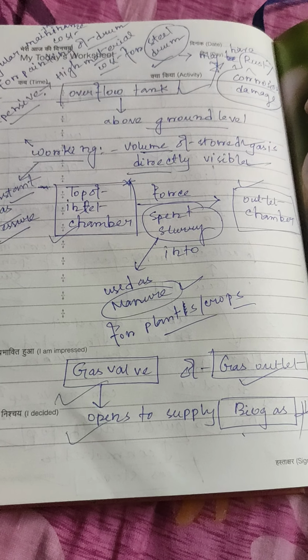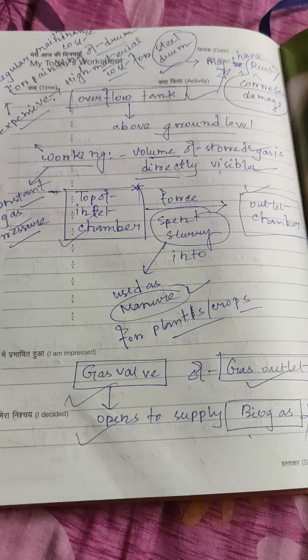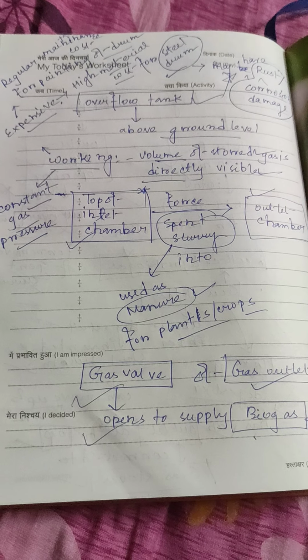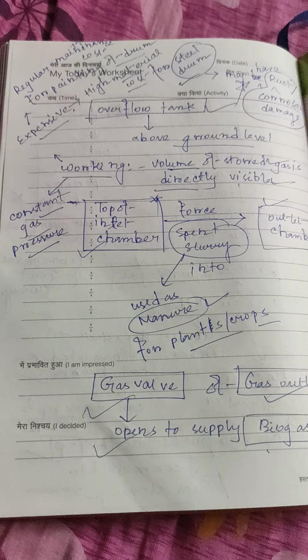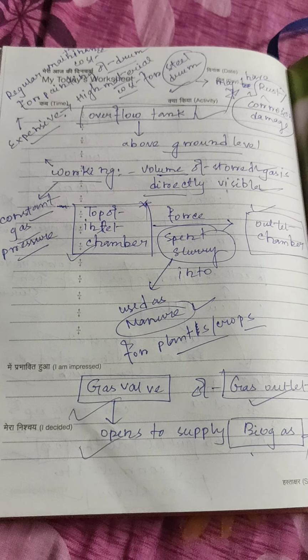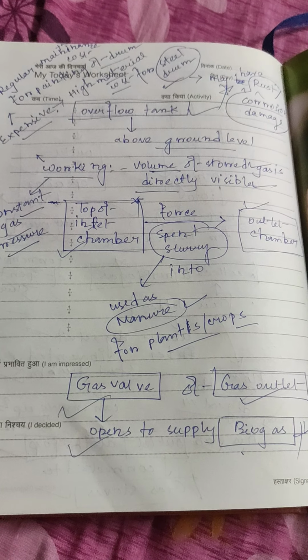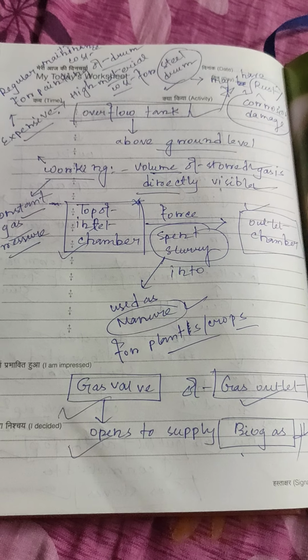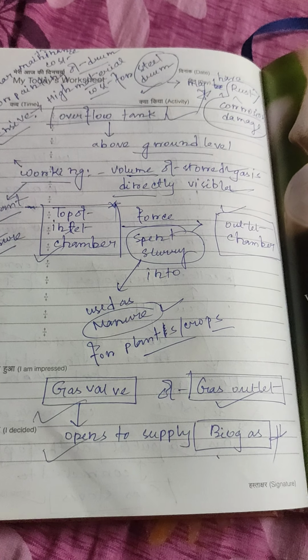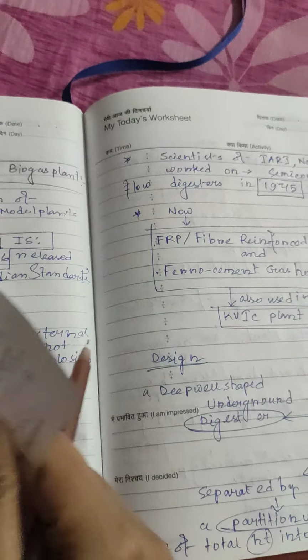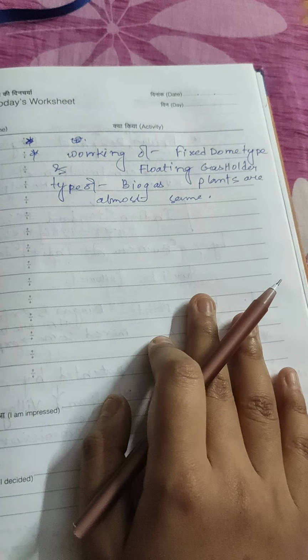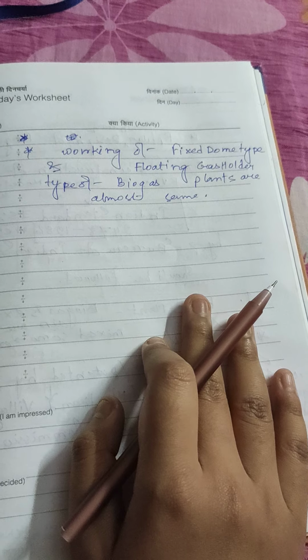So the overflow tank is present above the ground level. The working volume of stored gas is directly visible. It is an advantage. It has constant gas pressure. The top of the inlet chamber forces the spent slurry into the outlet chamber. This spent slurry is used as manure for plants or crops. The gas valve of the gas outlet opens to supply the biogas. The working of the fixed dome type and floating gas holder type of biogas plants is almost the same.